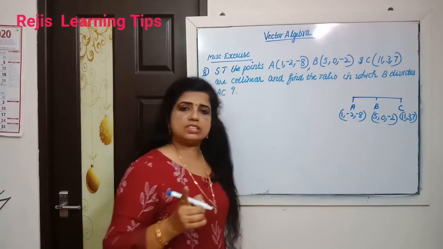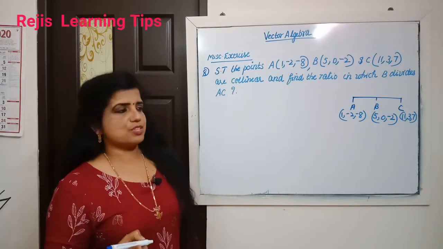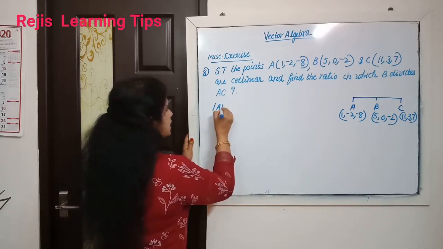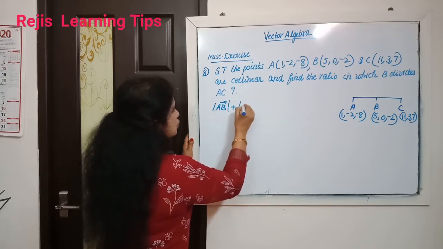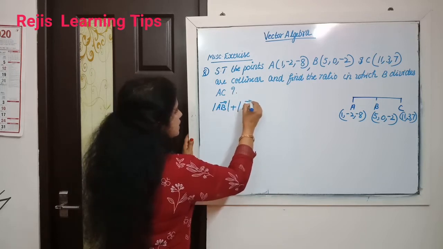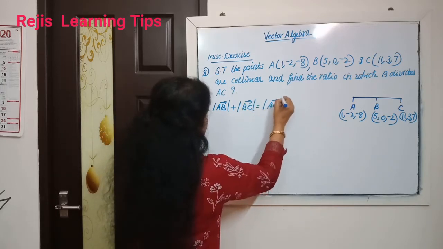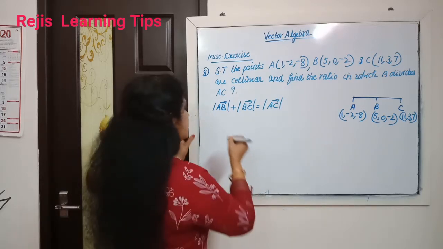How can we show that A, B, C are collinear? Good. Modulus of AB plus modulus of BC is equal to modulus of AC. Then how can we find AB?